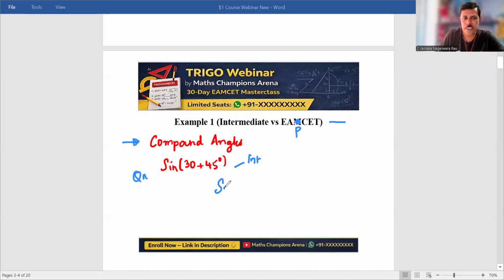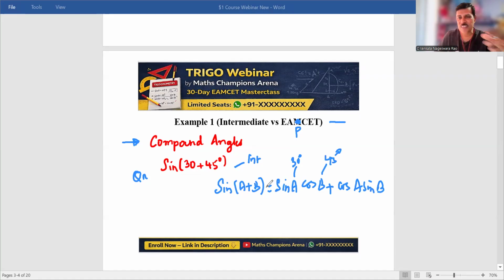I will take it as sin(A+B) = sin A cos B + cos A sin B. Then I apply A as 30 degrees and B as 45 degrees, and proceed to substitute sin 30 = 1/2, cos 45 = 1/√2, sin 45 = 1/√2, cos 30 = √3/2, and then I solve it.